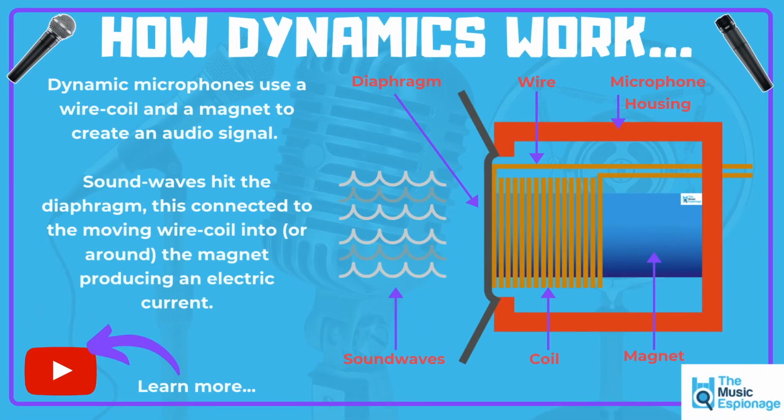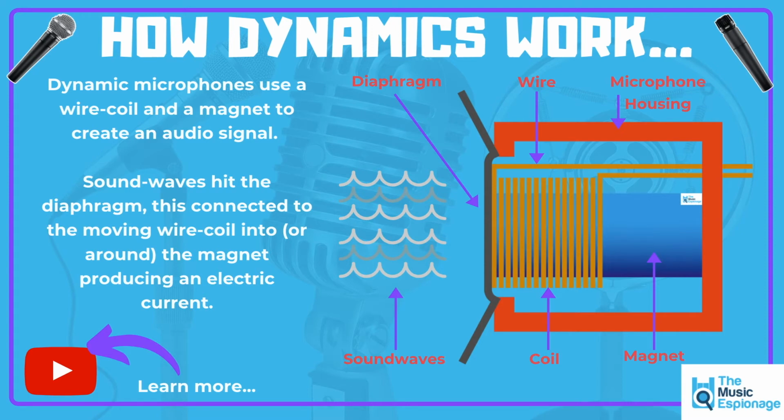So how does a dynamic microphone work? Well, they use this principle of electromagnetic induction. So there's a coil of wire, and this coil sits and circles a magnet. Okay, the two are held in place via the housing of the microphone. Connected to the coil of wire is the microphone's diaphragm.